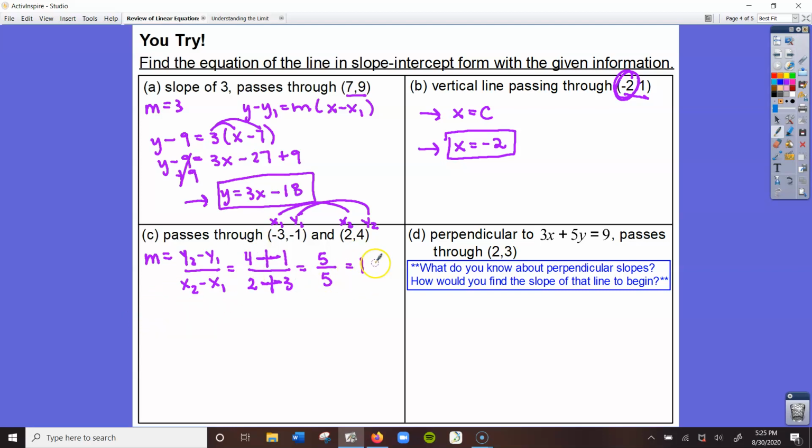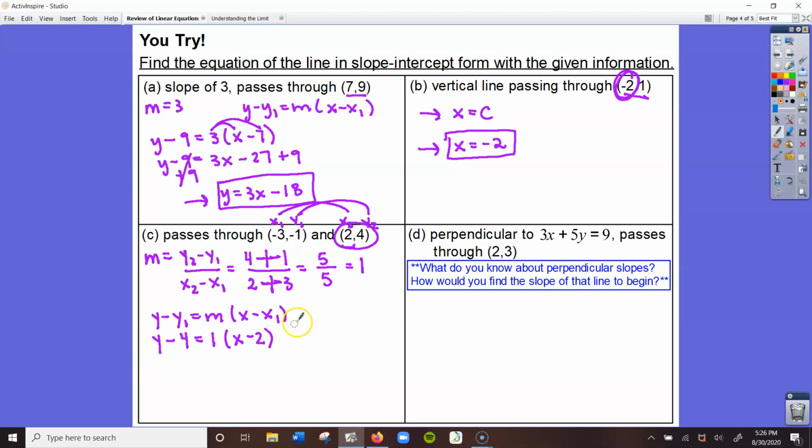Now that I have a slope and I have 2 points, again, I'm going to have to use point-slope form. You can choose whichever one of those 2 points you have. So if you're only given 1 point, you're going to have to use that 1 point. But if you're given 2, it doesn't matter which one you use, you can choose whichever. I'm going to choose to use 2, 4. So we're going to plug it in. y minus 4 is going to equal the slope, which is 1, times x minus 2.